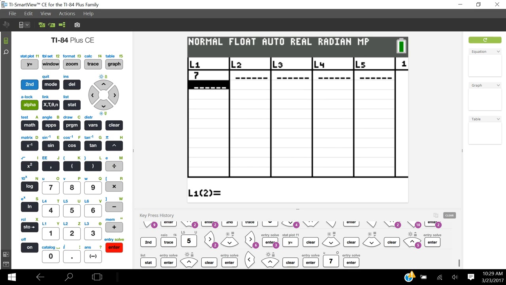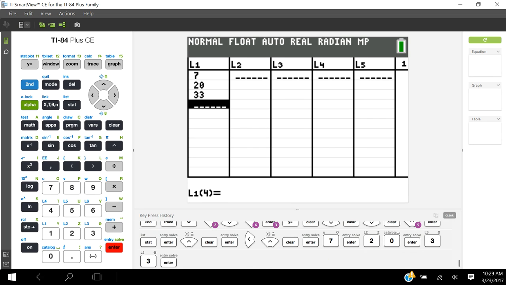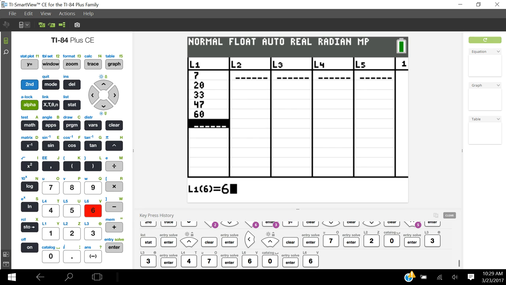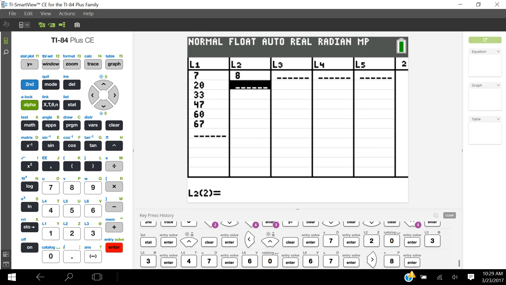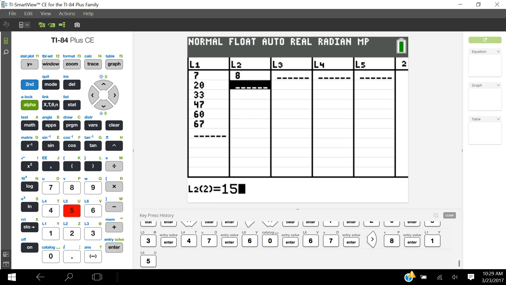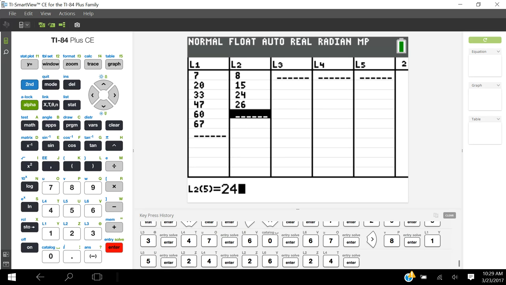7, 20, 33, 47, 60, 67. 8, 15, 24, 26, 24, 21.